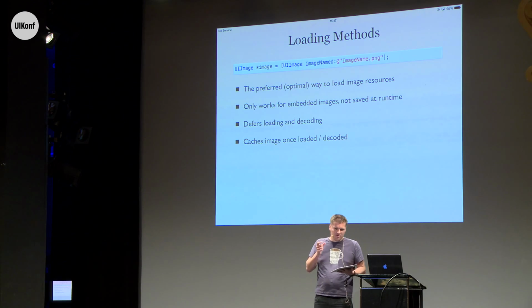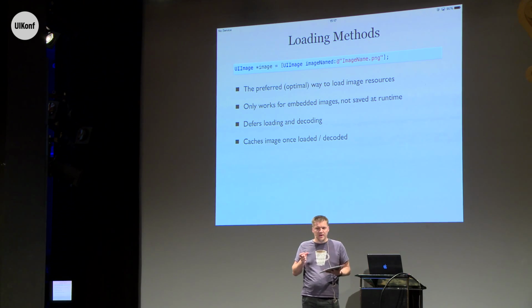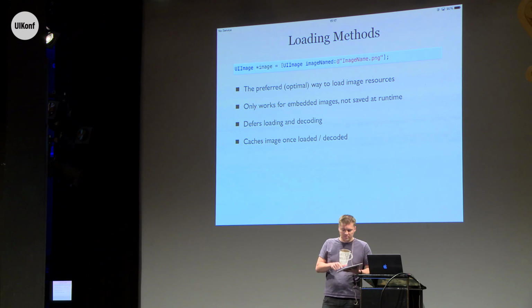So how do you load an image, and what difference do the different loading methods make? The typical way you would load an image is to use the imageNamed method, at least that's how you would load a bundled resource image. And this is the preferred way to do that. It only works for embedded images. And it defers loading and decoding, as I was saying before. But crucially, it caches images once they're loaded. So the second time they're drawn will be better performance.